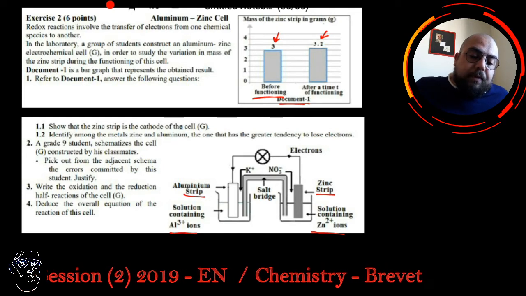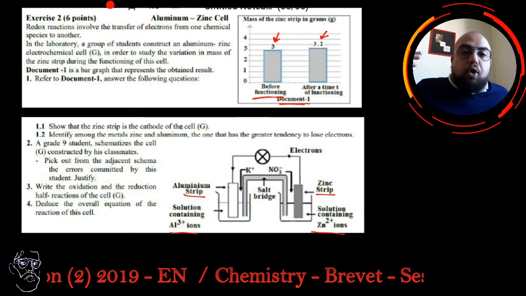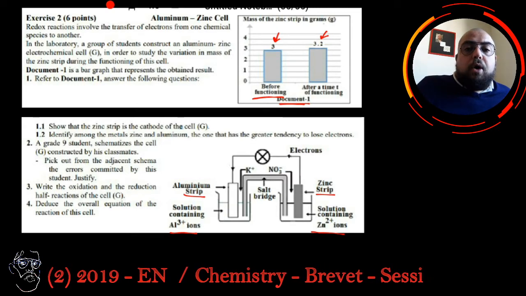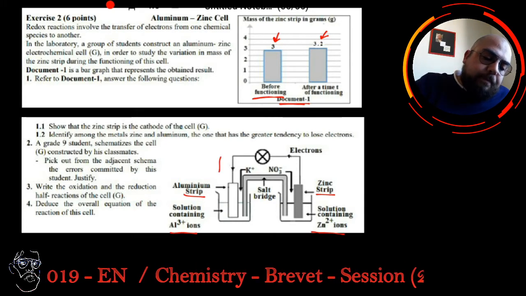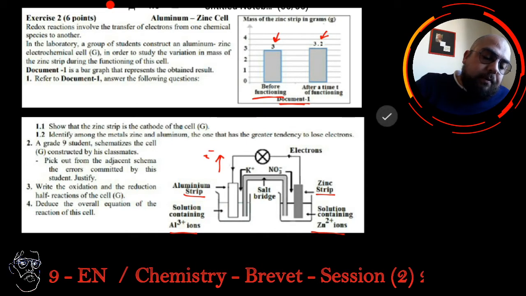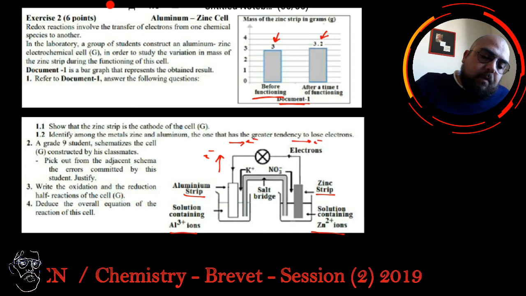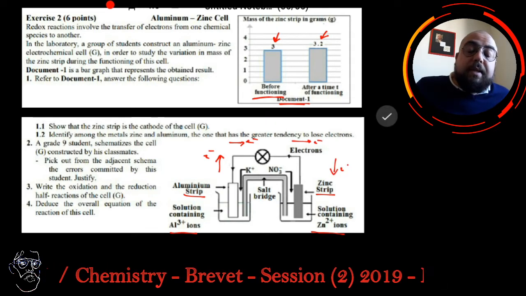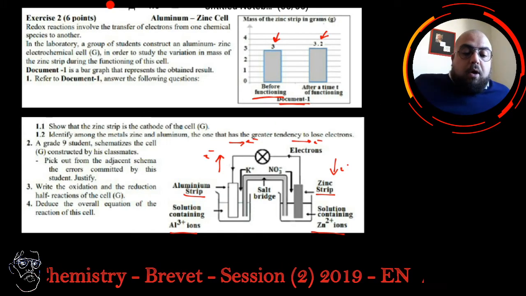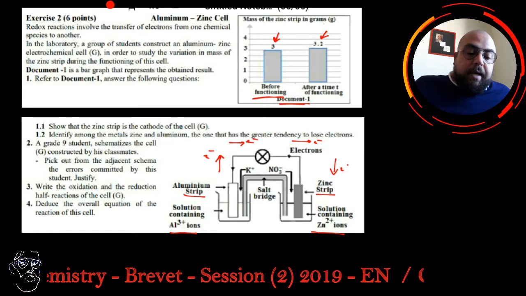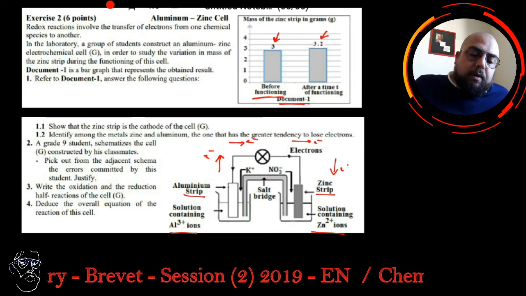Now, what about the orientation of the electrons? The electrons should move from the negative pole of the cell towards the positive. So they should move from the aluminium strip towards the zinc strip. This is the direction which should be considered for the electrons, and not the one which is already placed on the schema.